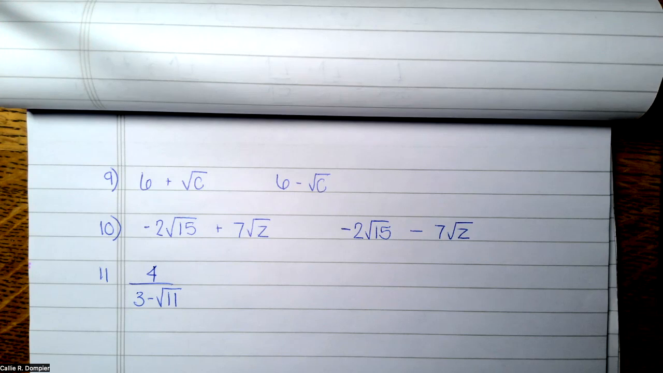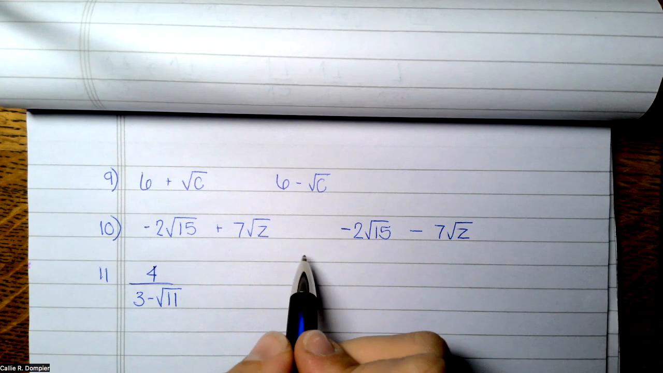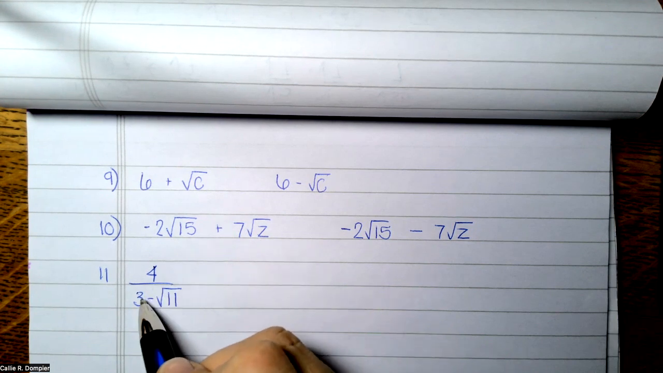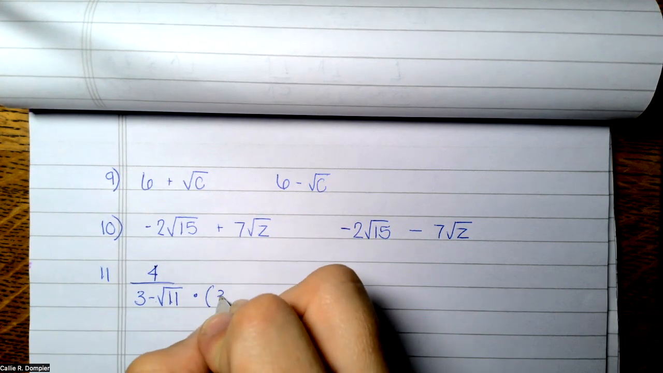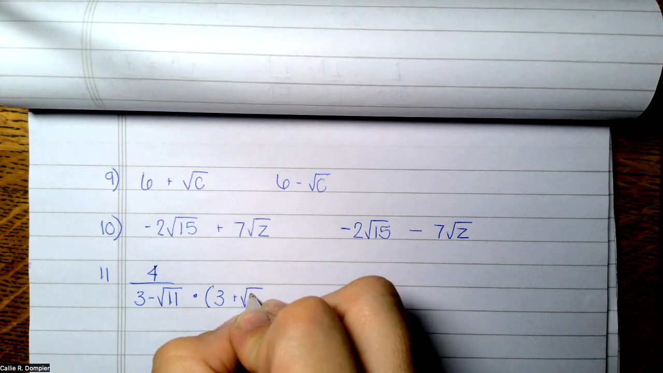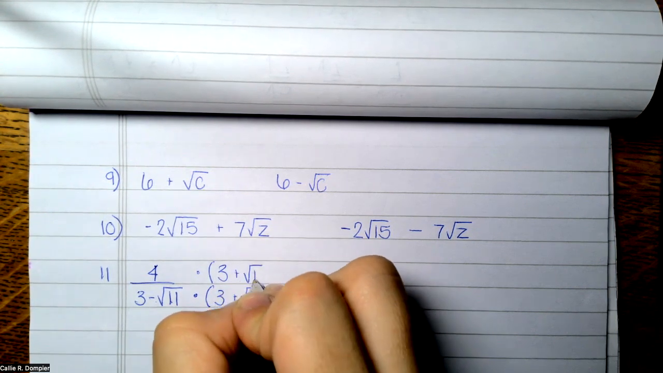Question 11 asks us to rationalize the denominator. So we're going to use conjugates. Instead of saying that I want to multiply the top and the bottom by 3 minus the square root of 11, I'm going to multiply it by its conjugate, 3 plus square root 11.